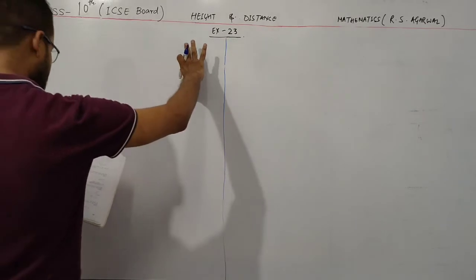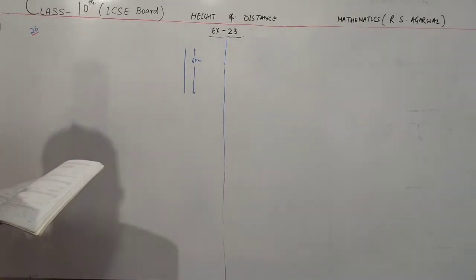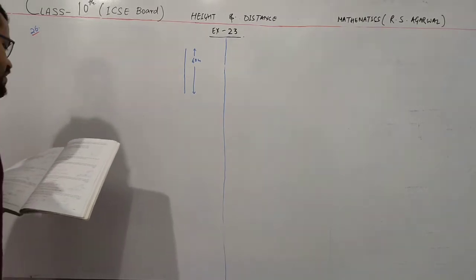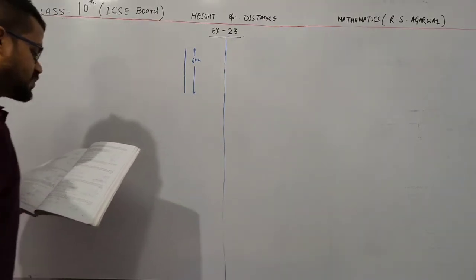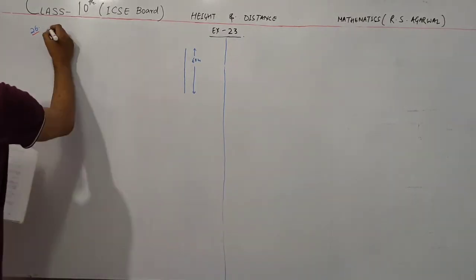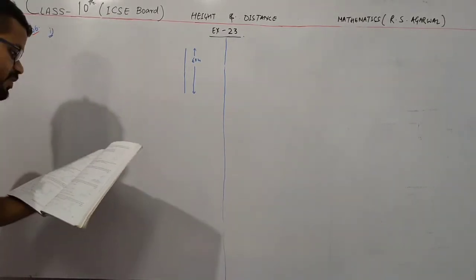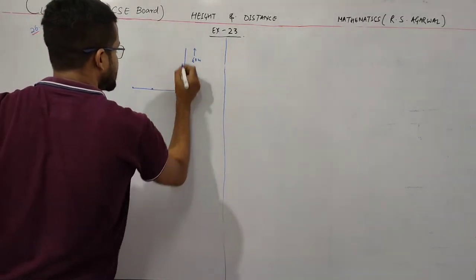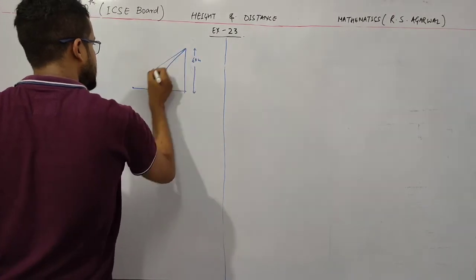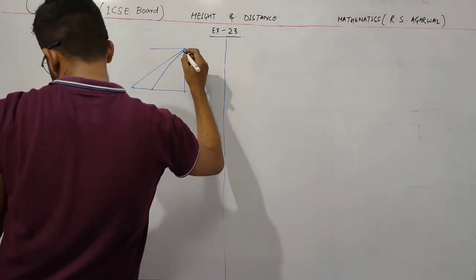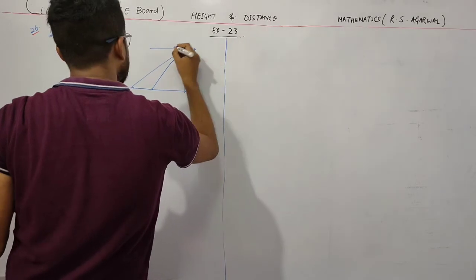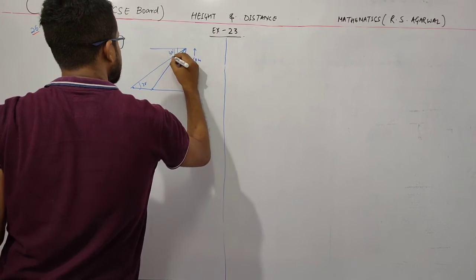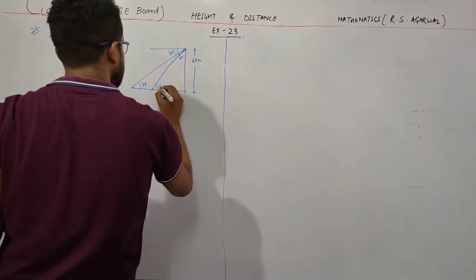So this is a 60 meter high tower or a cliff. The angles of depression of two boats are 30 degree and 60 degree respectively. Find the distance between the boats when the boats are, first, there are two conditions. First condition is on the same side of the cliff. The boats are on the same side of the cliff. So here the angle of depression, the first one is 30 degree. This is 30 degree and this one is 60 degree. So this is 60 degree.